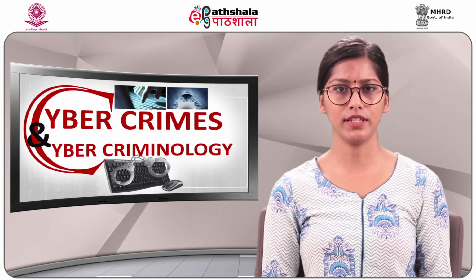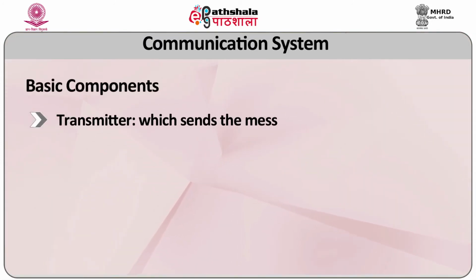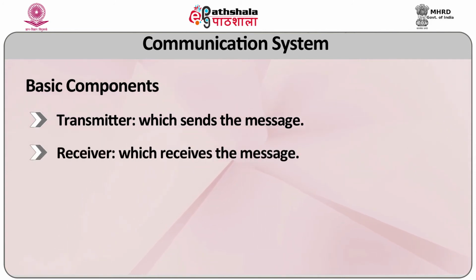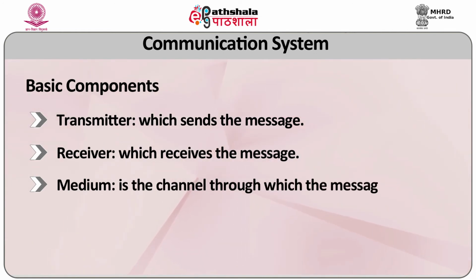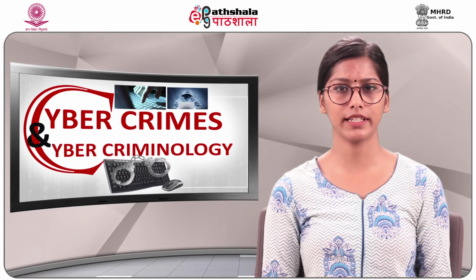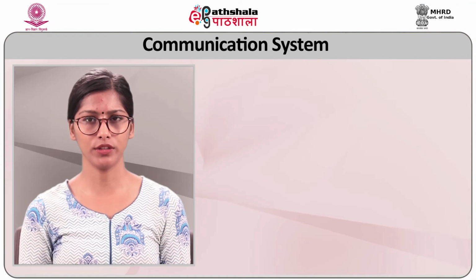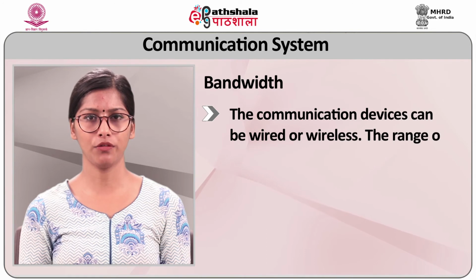The basic components of a communication system are as follows: transmitter, which sends the message; receiver, which receives the message. The medium is the channel through which the message is sent. The message is the data that is being communicated. The protocol is the set of rules that guides how the data is transmitted from encoding to decoding. The communication devices can be wired or wireless.